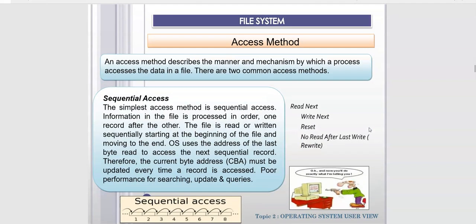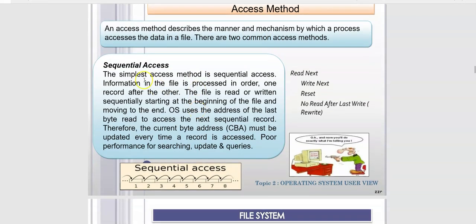Okay, in the file system, there are two types of access method. One is sequential, another one is random access. An access method describes the manner or mechanism by which a process accesses the data in a file. There are two common access methods. The first one is sequential access. Sequential access is nothing but how we can process the file in order.